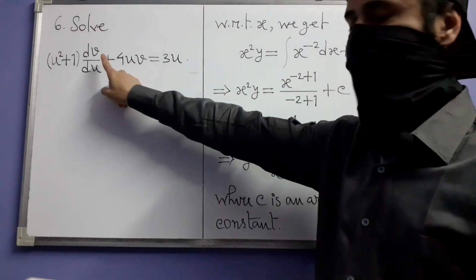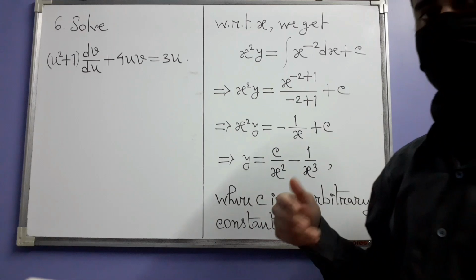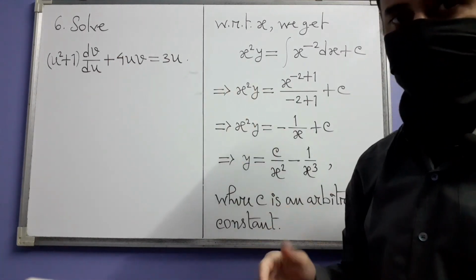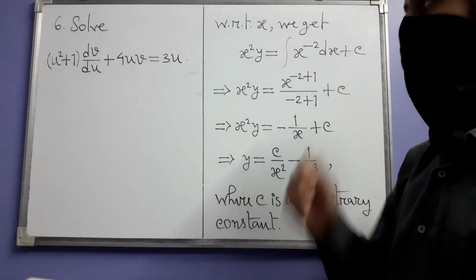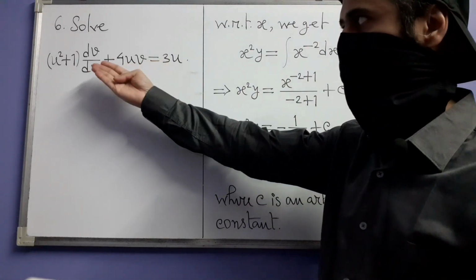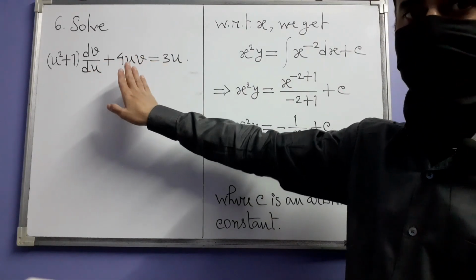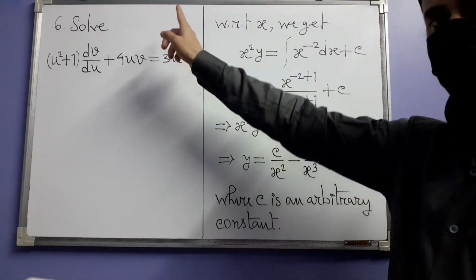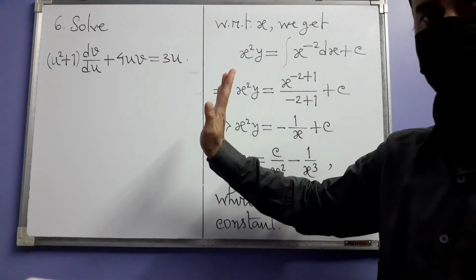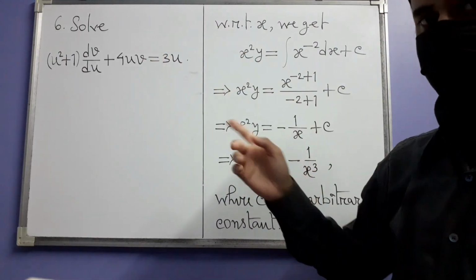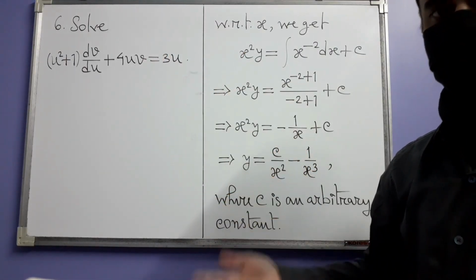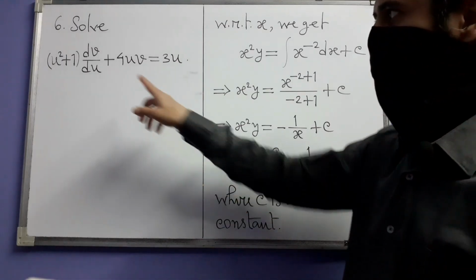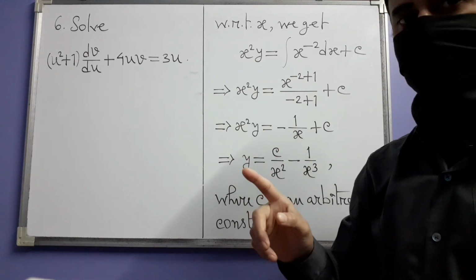This time, instead of x and y, we have u and v. Here v is a differentiable function of u. So this is the equation: u squared plus 1 times dv/du plus 4uv equals 3u. This one also, like the previous one, is not linear in this form, but it can be turned into another equation that will be linear, which you know how to do. You have to divide both sides by u squared plus 1.